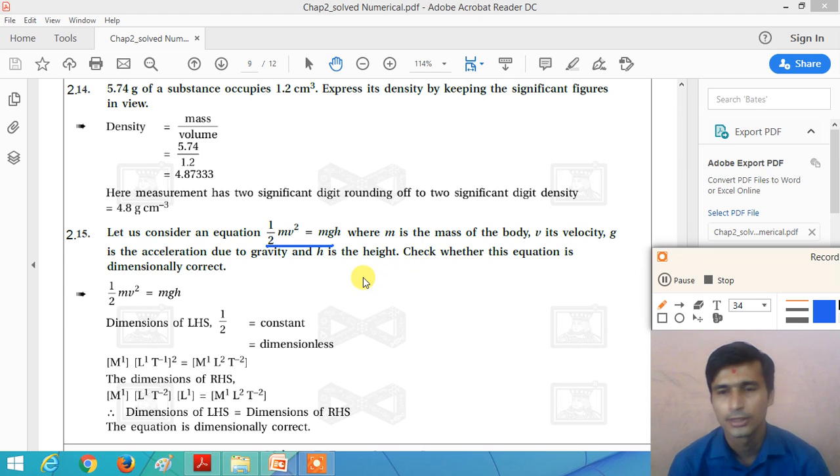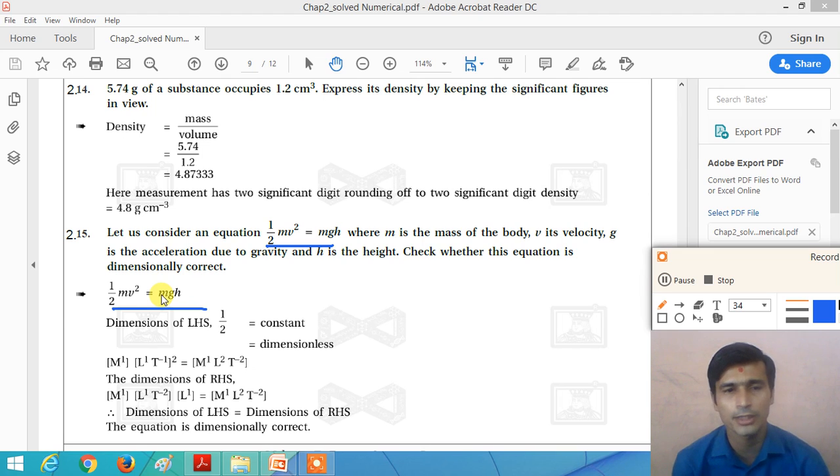So how do we solve this example? We take the left hand side of the equation. The equation given to you is 1/2 mv square is equal to mgh. So the left hand side of the equation is 1/2 mv square. First we calculate the dimension of the LHS, then we calculate the dimension of the RHS, and if the dimension of the LHS and the dimension of the RHS are the same, we can say that the equation is dimensionally correct.